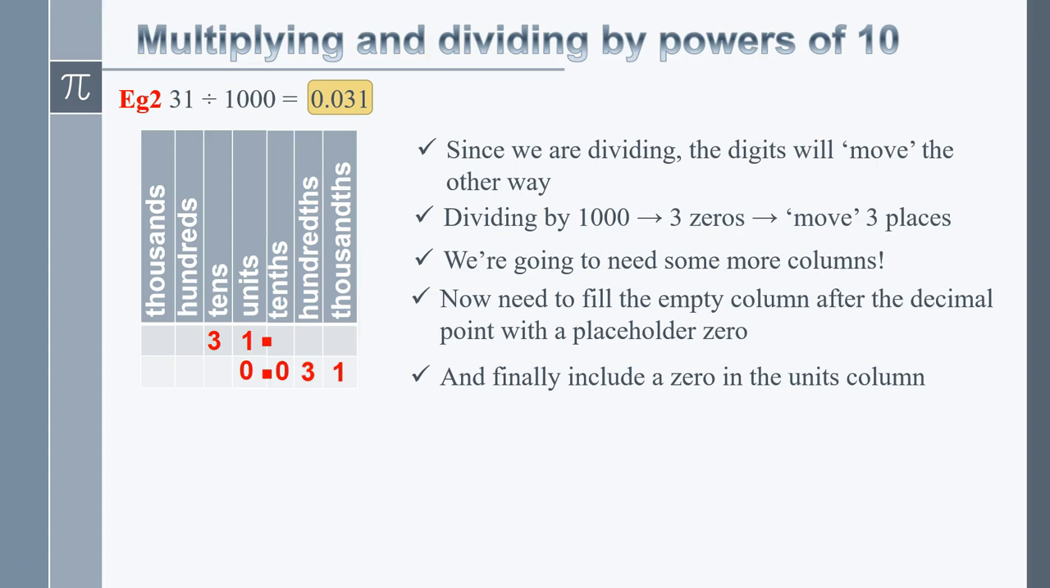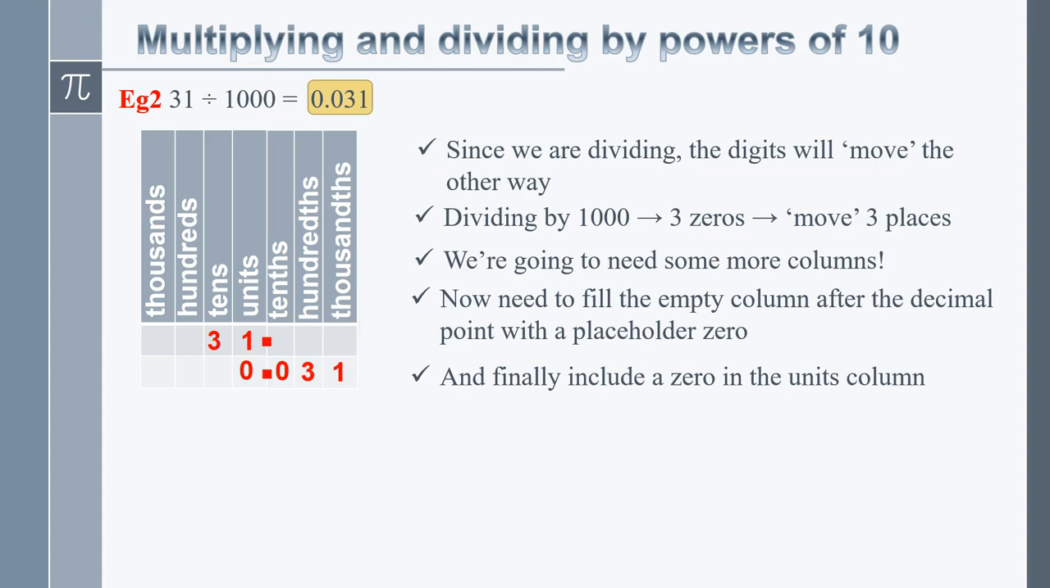Now we said on the previous slide, the numbers got bigger because we were multiplying, and so the digits all moved to the left. On this slide, we can see in this example, the answer got smaller because we're dividing, and we were dividing 31 by a big number, which is 1,000, and so we've got a small answer, so the digits all moved into columns to the right.